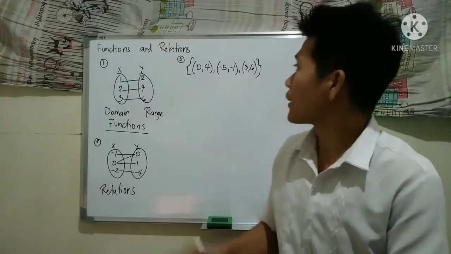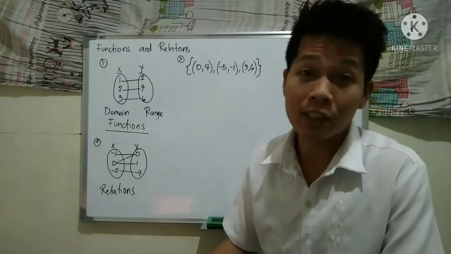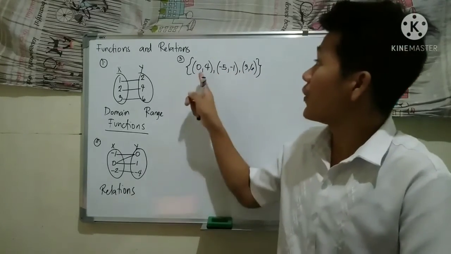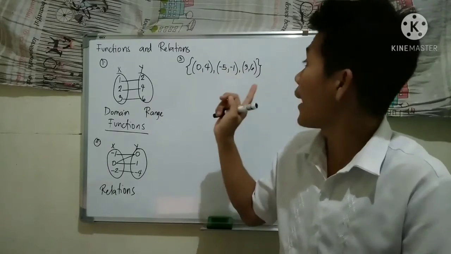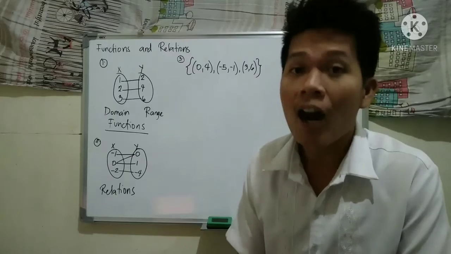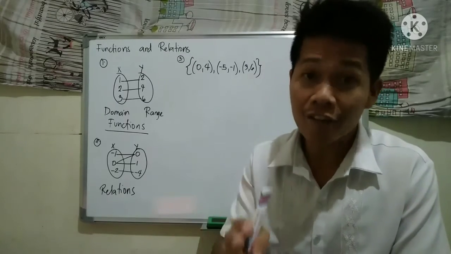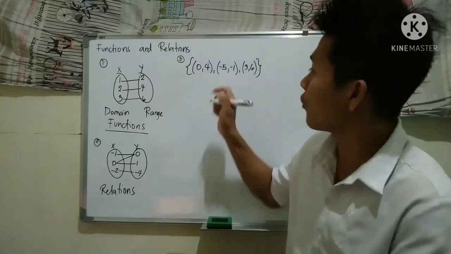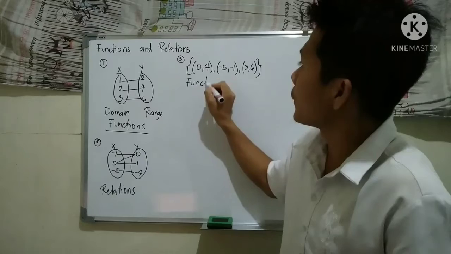So if we look at 0, -5, 3, there is no repetition. Therefore, this ordered pair (0, 4), (-5, -1), and (3, 6) are functions, because there is no repeated first element. So, therefore, we can say this is a function.